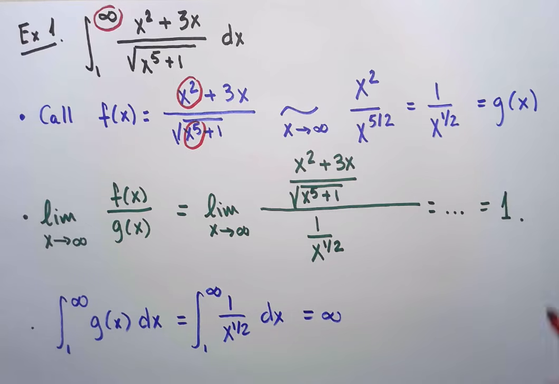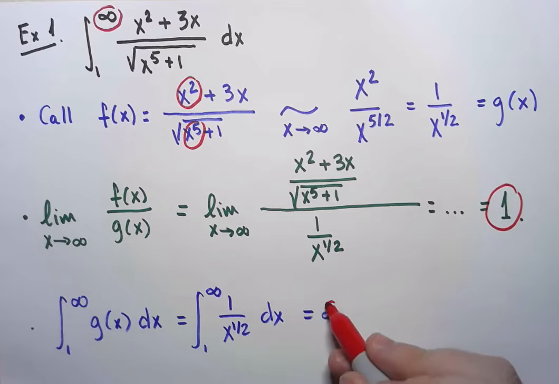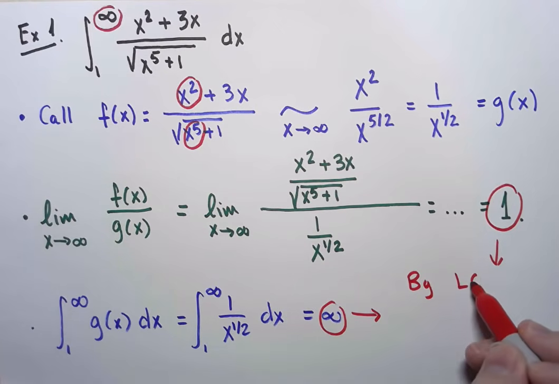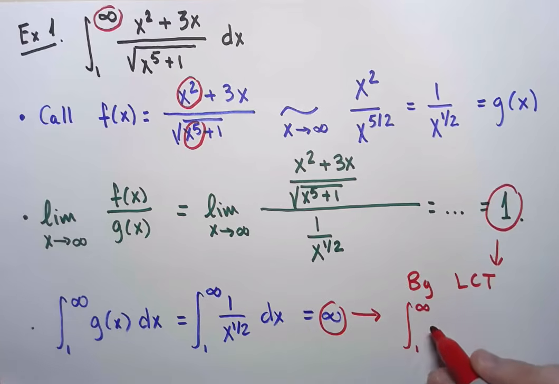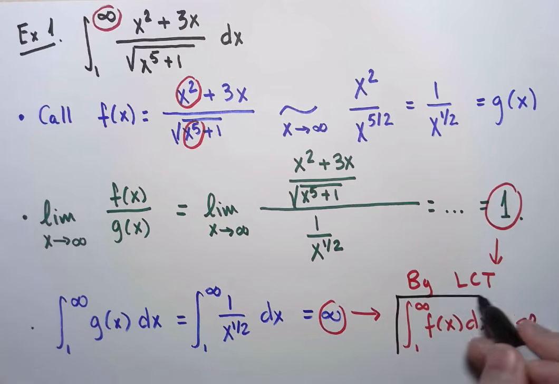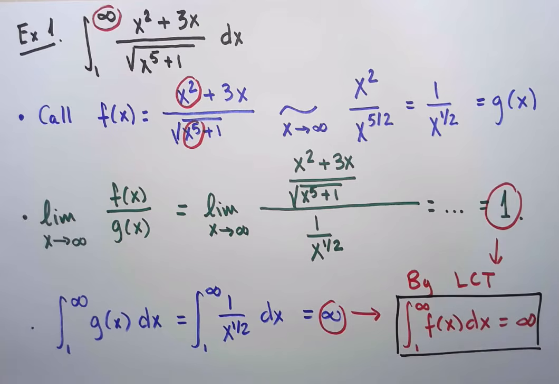So now I put together the fact that the limit is 1 and the fact that this one is divergent, and these two things tell me that by the limit comparison test, the integral of f is also divergent, is also infinity. And that is the answer to the original question.